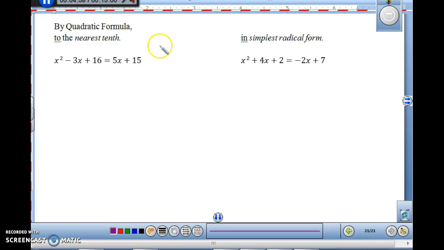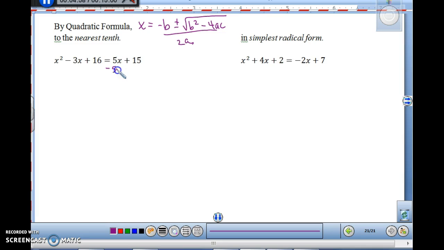So remember the quadratic formula that we've been working on is x equals negative b plus or minus the square root of b squared minus 4ac all over 2a. All right, so in order to do the a, b, and c, it has to be in standard form. So equal to 0 and descending order. So let's get this equal to 0.